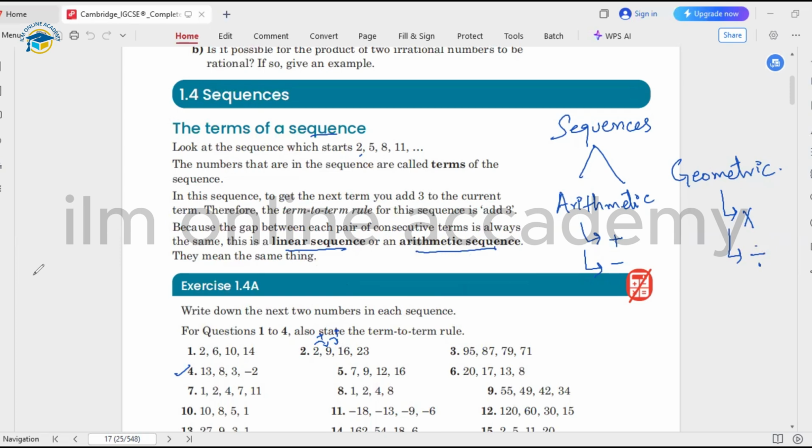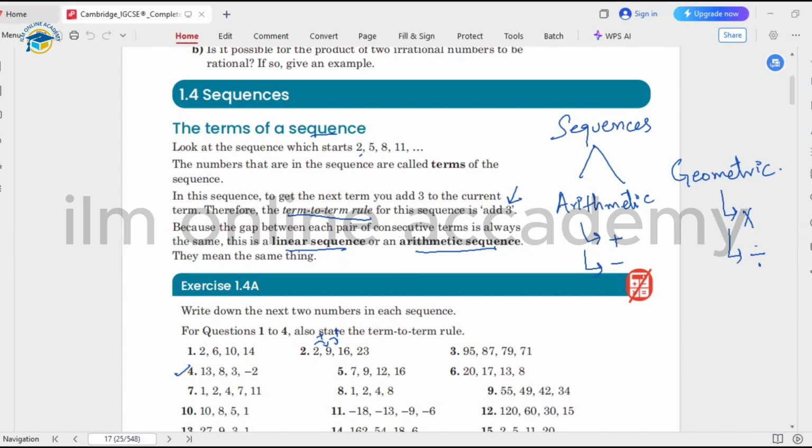Whenever we deal with a sequence, sometimes we need to find the next term according to that sequence. So we need to have a term to term rule. Term to term rule is very simple. You need to check whether you get the next term by adding something, subtracting something, multiplying by a number, or dividing by a number. That is called your term to term rule for arithmetic or linear sequences.